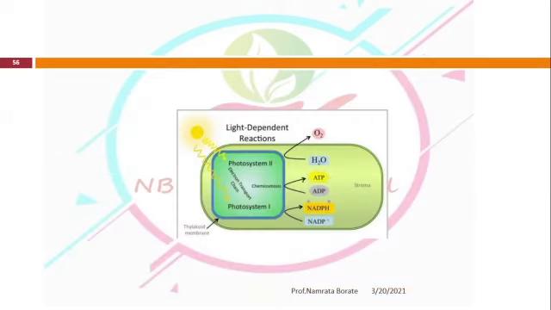Afterward, we see that the light dependent reaction involves two photosystems, that is photosystem first and photosystem second. These photosystems are involved in cyclic and non-cyclic photophosphorylation. In addition to this, chemiosmosis also occurs. How it takes place, we will see in the next part.